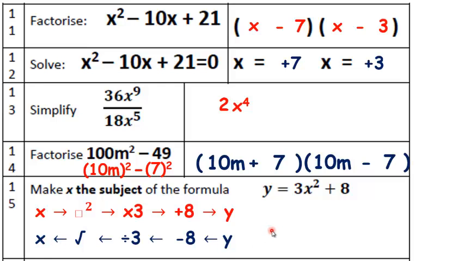So I'm going to have x is equal to y take away 8, all of that divided by 3, and then square root the whole thing. That gives me x. Do study this carefully. If you get a question of this type, you should be able to do it. You should be able to get full marks in it.